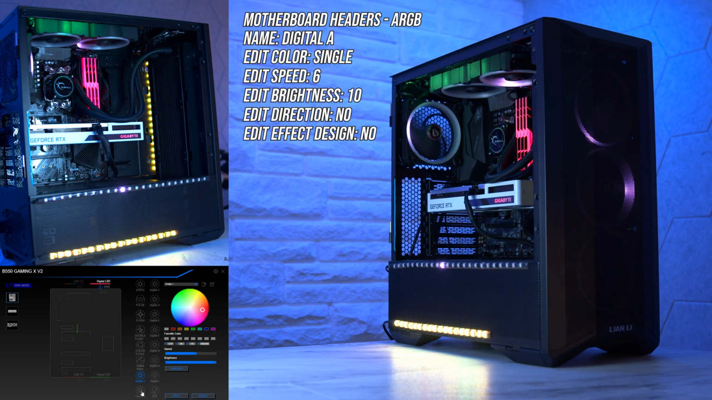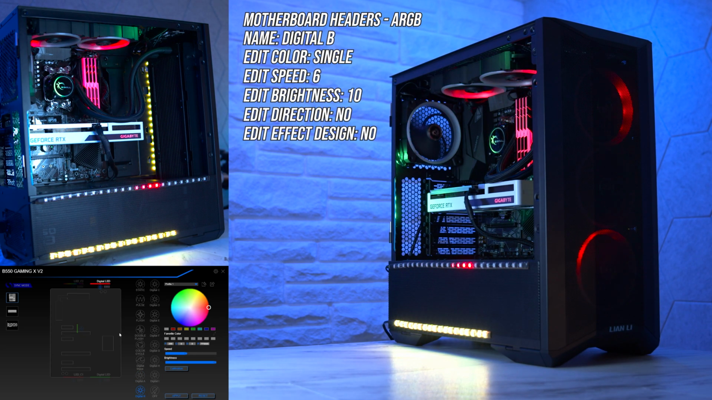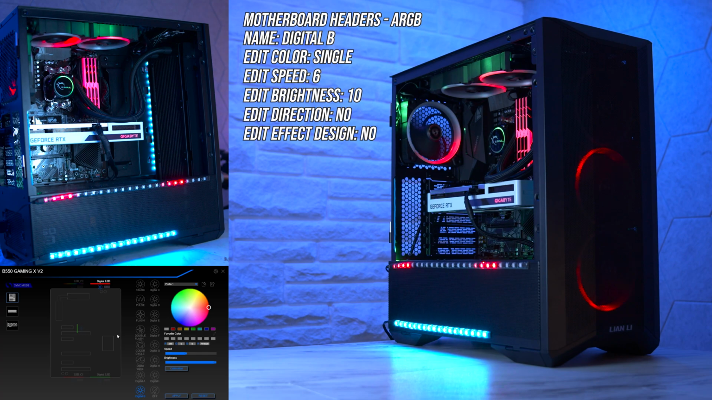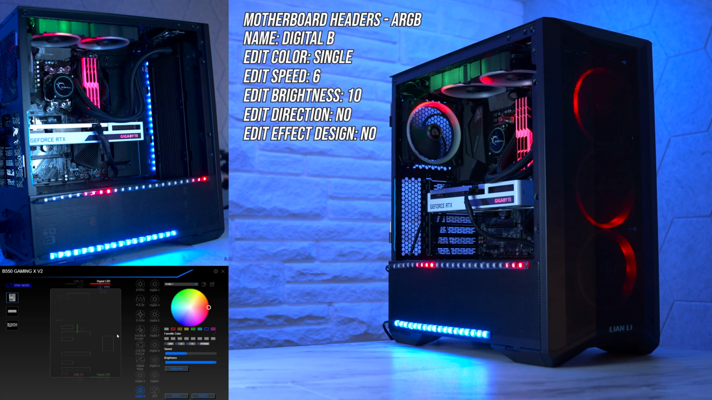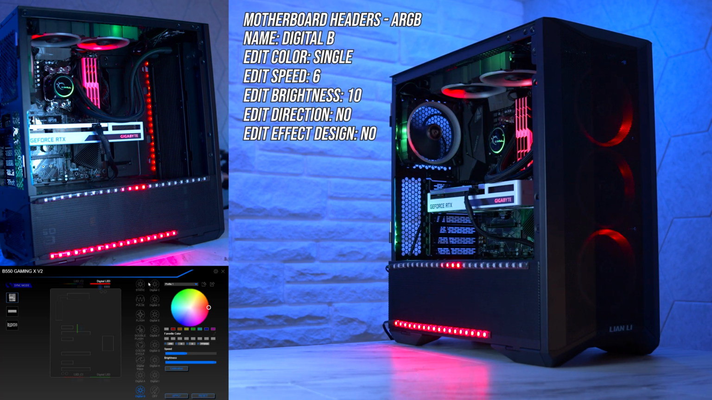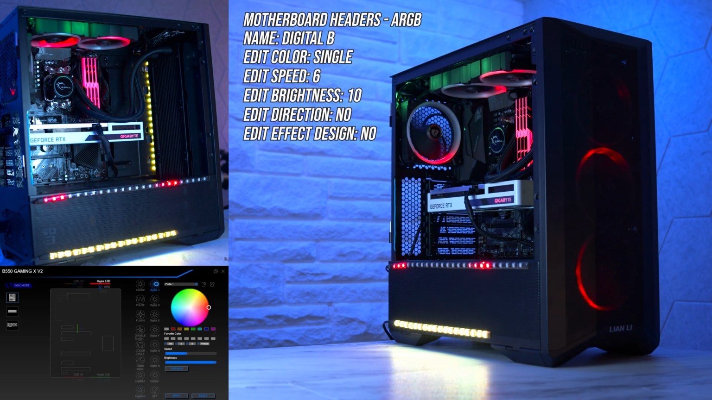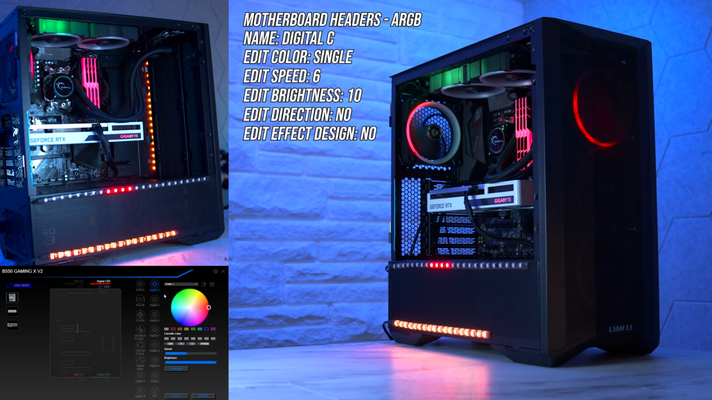Digital B. Let's move on to that. So digital B is the same as digital A, but it has more of a trailing light effect going down the strip on the LEDs. Still looks pretty terrible on the fans. Digital C, what is this?